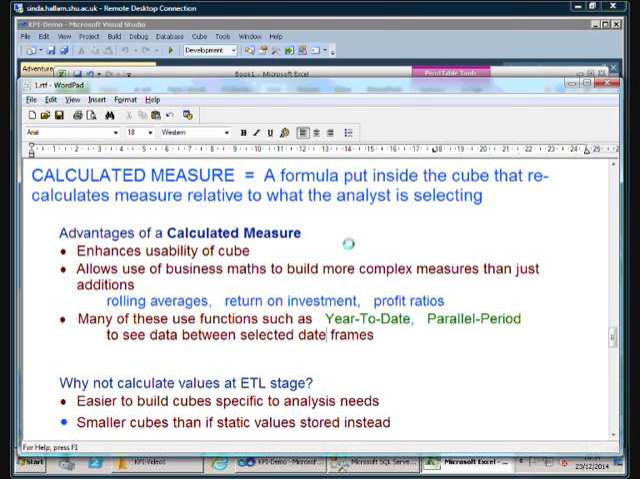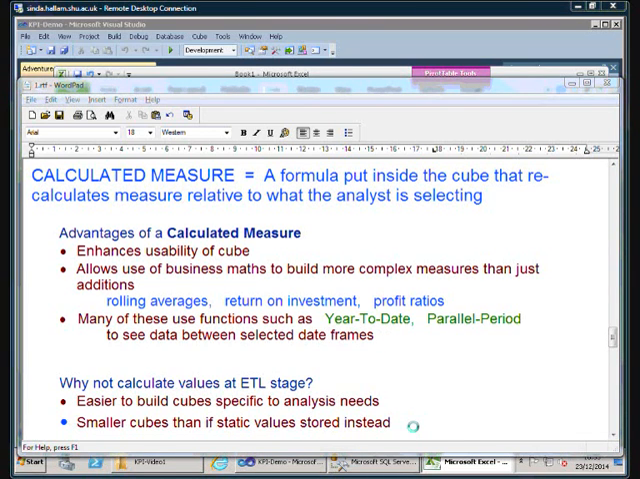Businesses often look at return on investment. If you put something in, how many years will it be before you get your money back? And we've looked at profit ratios. Many of the calculated measures use functions such as year to date or parallel period to be able to see data between different dates. But then, it is a valid question.